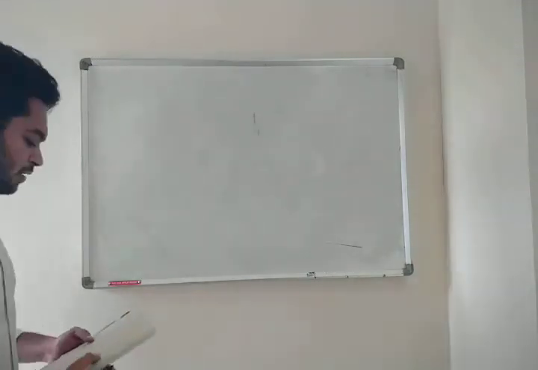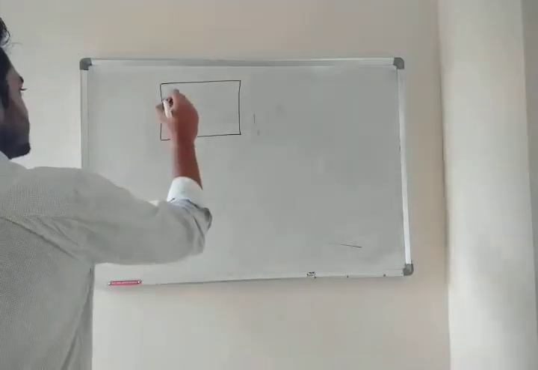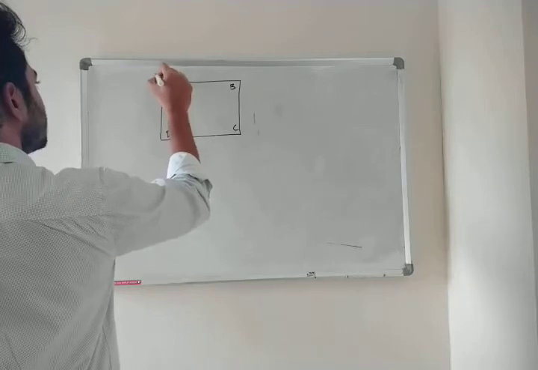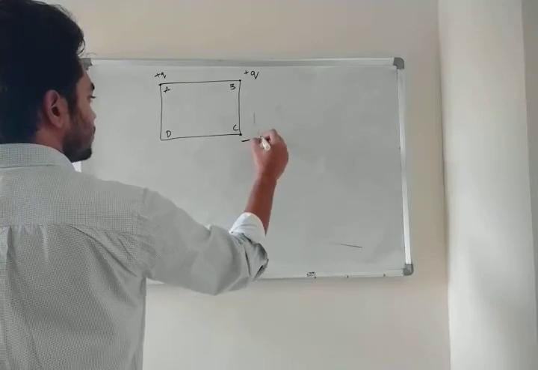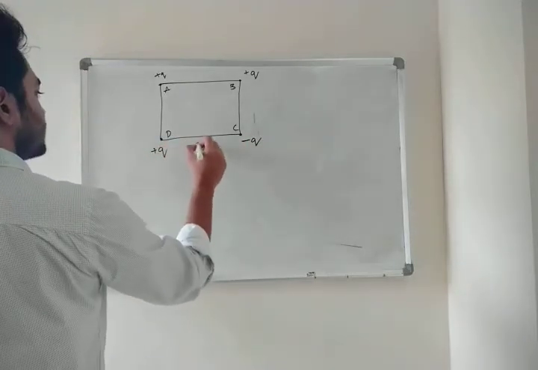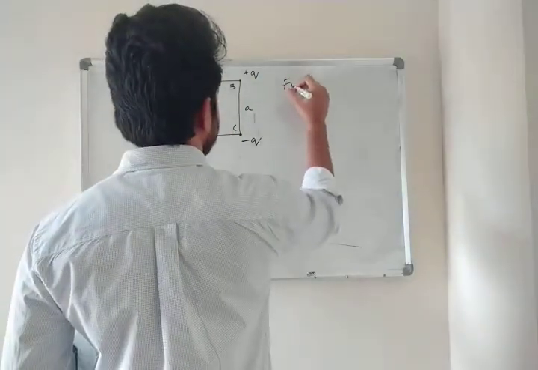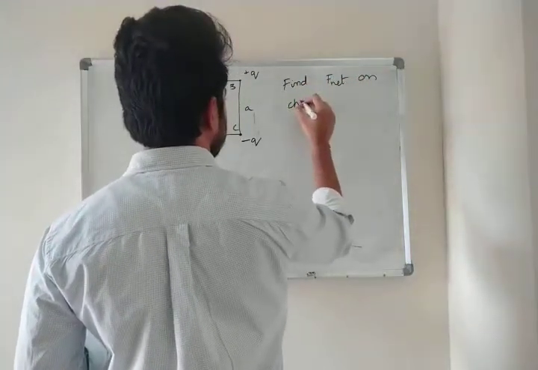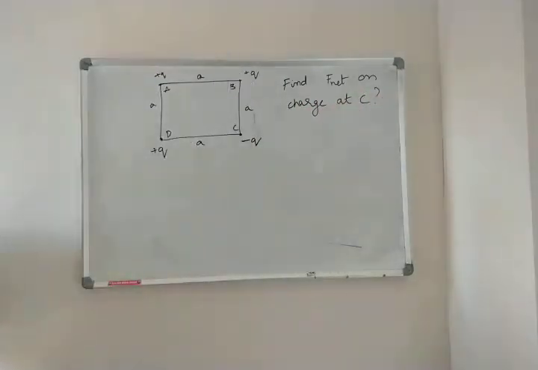Now let us take a square. This is A, B, C and D. All charges are, this A is plus Q, this B is plus Q and C is minus Q and D is plus Q. All sides are same, A. And the question is find F net on charge at C. This is your question. Find F net on charge C. Clear?